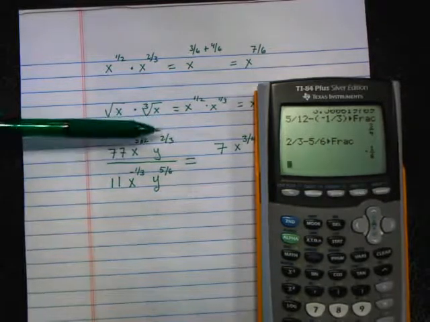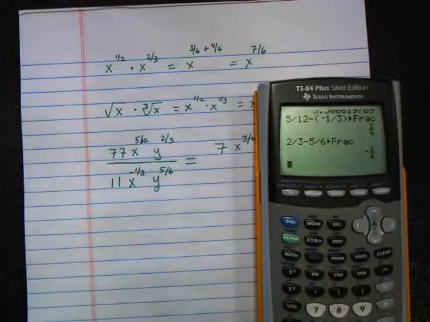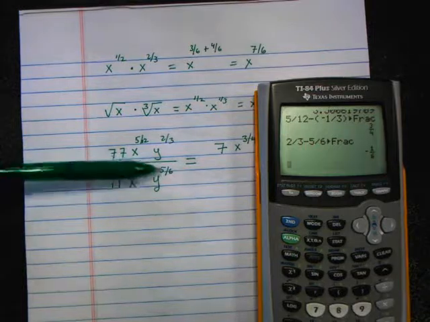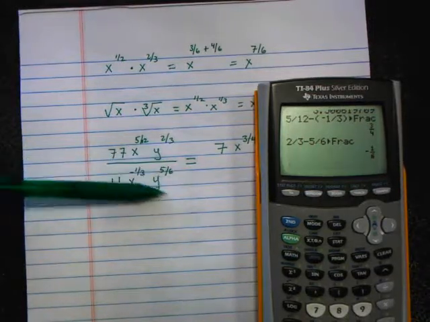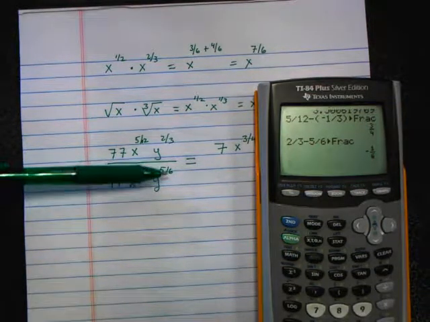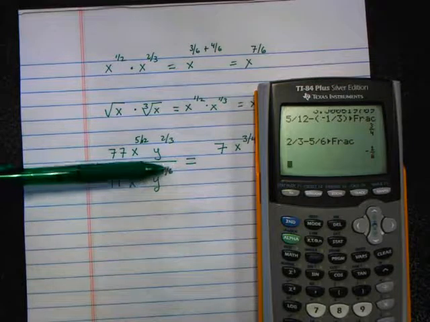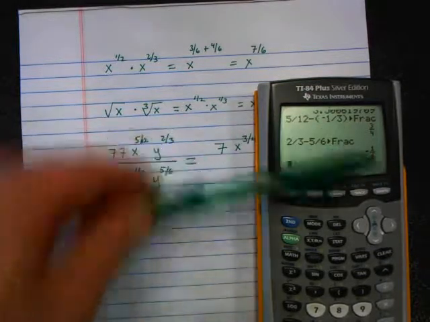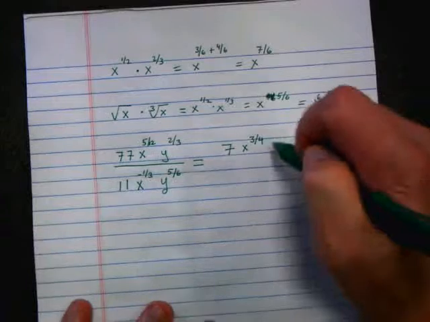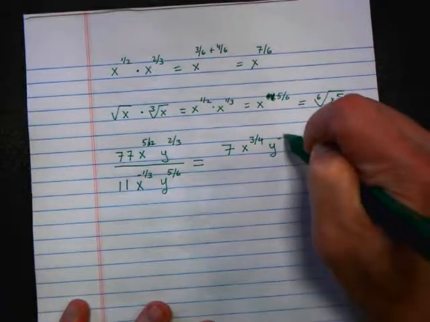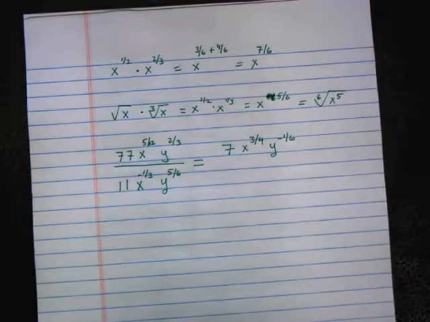What number is bigger, 2/3 or 5/6? 5/6 is bigger. Since the bigger one is on bottom, shouldn't the answer go on bottom? It should. But then you got a -1/6. I got a -1/6. All right, so what that's telling me is I have y to the -1/6 on top.